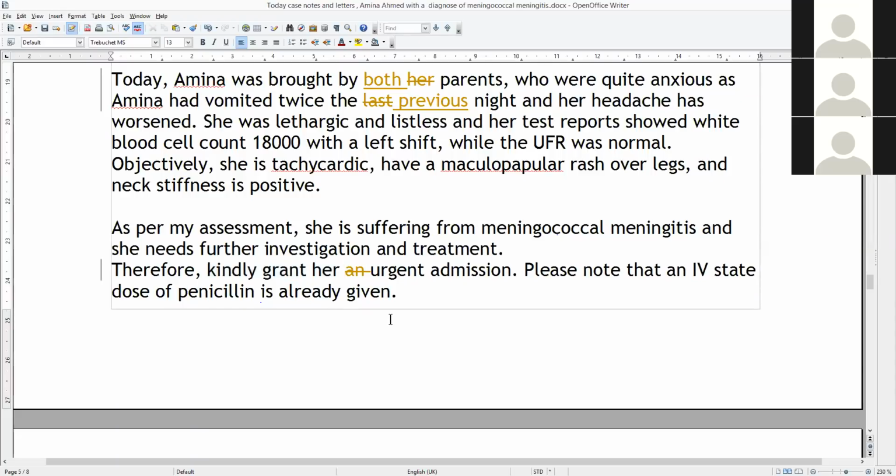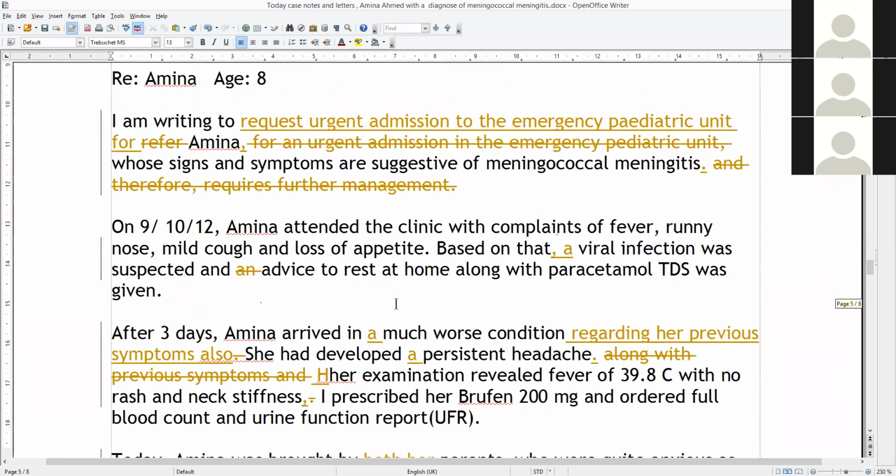Kindly grant her. You're not a king who grants a favor. That's what a grant is, you know. So you're just asking, can you admit her urgently? That's it. They're not doing you a personal favor. They're doing their job. So they don't have to grant her an audience. They are not a monarch. And just say, can you admit her? I request that. Okay.